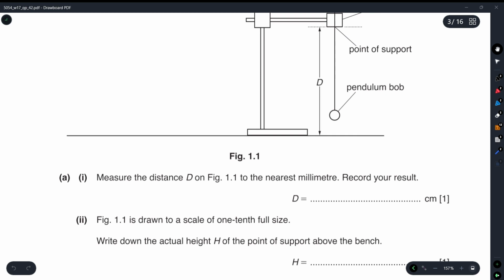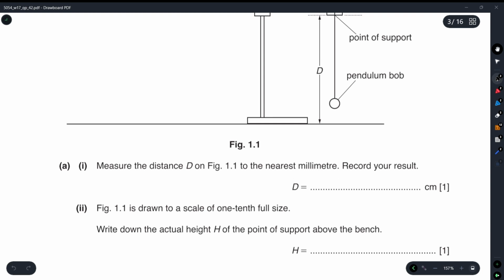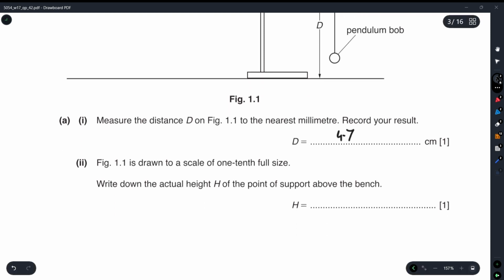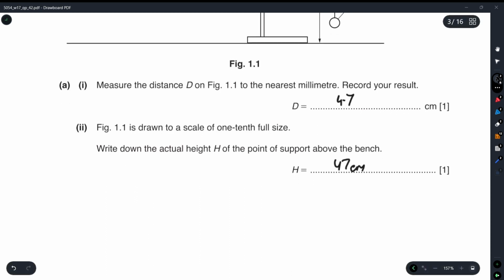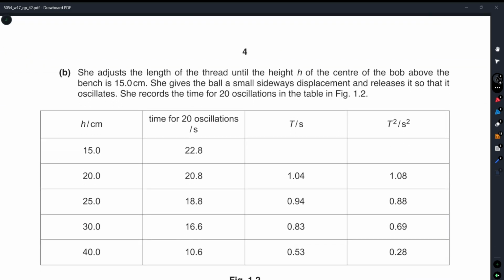So let's see. अभी फिर लोग marking scheme पे जाते हैं. या तो मार्किंग स्कीम ये कह रही है कि आपका डिस्टेंस जो है वो कितना होना चाहिए. That should be 4.7. See, so 4.7 centimeters, right? Drawn to scale of 1/10 full size, write down the actual height, so that's going to be 47 centimeters. Again, यहाँ पे यूनिट है, लिखने की ज़रूरत नहीं है. यहाँ पे यूनिट नहीं लिखोगे, you're done. All right, so please make sure that you do write your units.